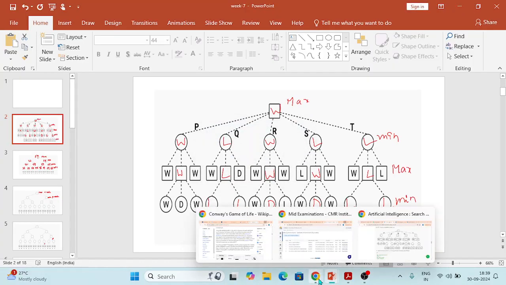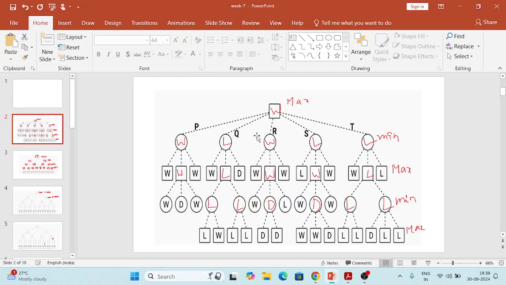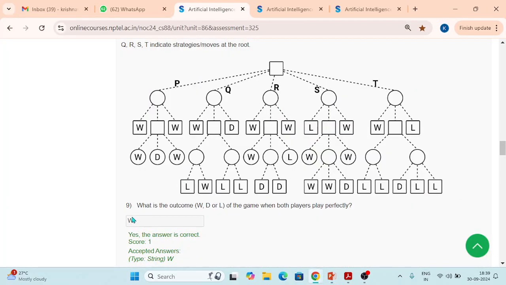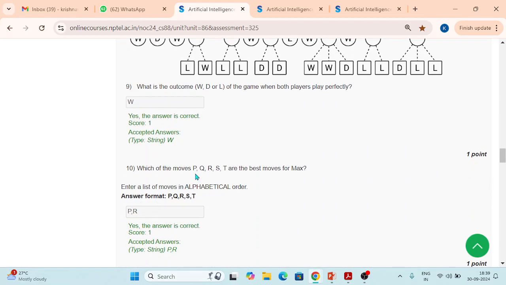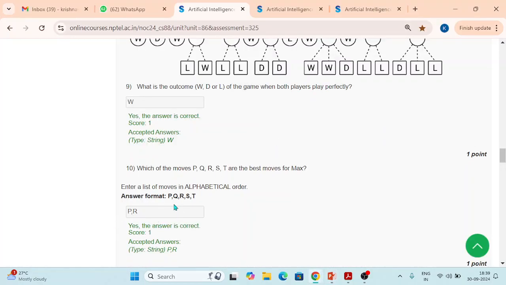Okay. Now we will see the questions they asked. What is the outcome of the game when both players play perfectly? When we consider that both players play correctly, what is the value at the root? We got W. So we are writing W. Okay. Which of the moves among P, Q, R, S, T are the best moves for maximum? For the maximum node, it always tries to maximize. Maximize means win. So P has W and R also has W. So for the maximizer, the best moves are either P or R. So we wrote P and R.